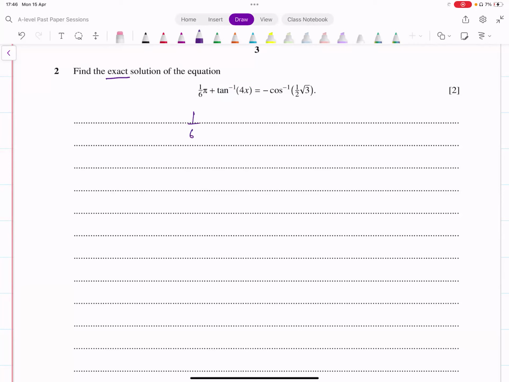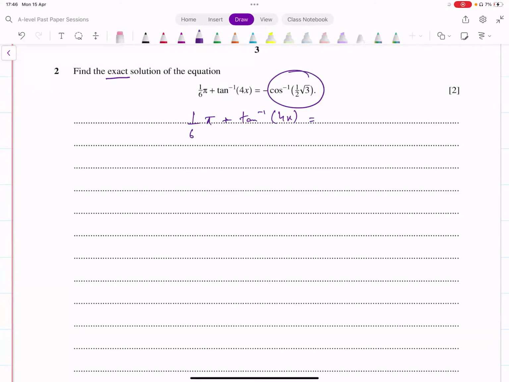Just put the right side on your calculator and see what that gives you, making sure it's an exact value. Cos inverse of under root 3 over 2. What does that give you? Your calculator has to be in radian mode, remember? So make sure it's in radian mode.